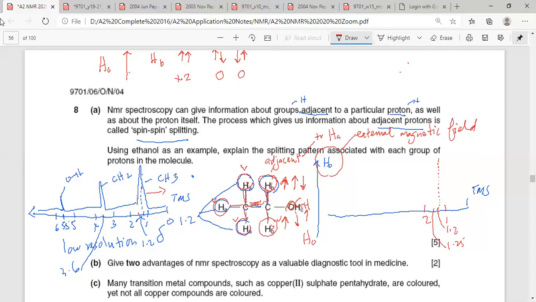The last one will be down and down. Down and down means minus 2. That means it's going against this field, going down here. So against the field, it means you will feel less of the field. That means you've got more electron density, that means it will be up from here. So there's another one here.